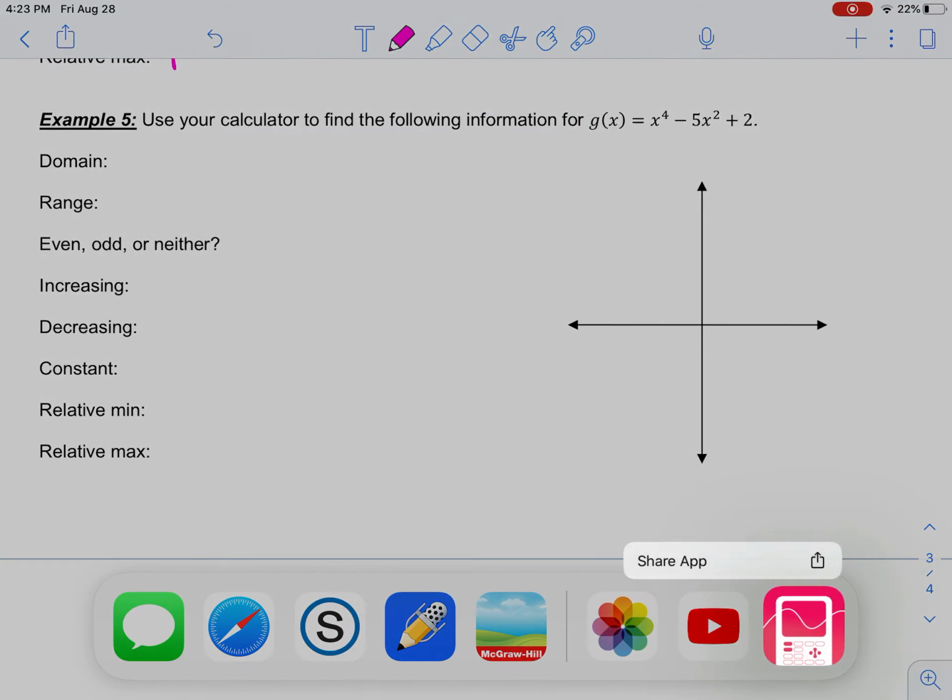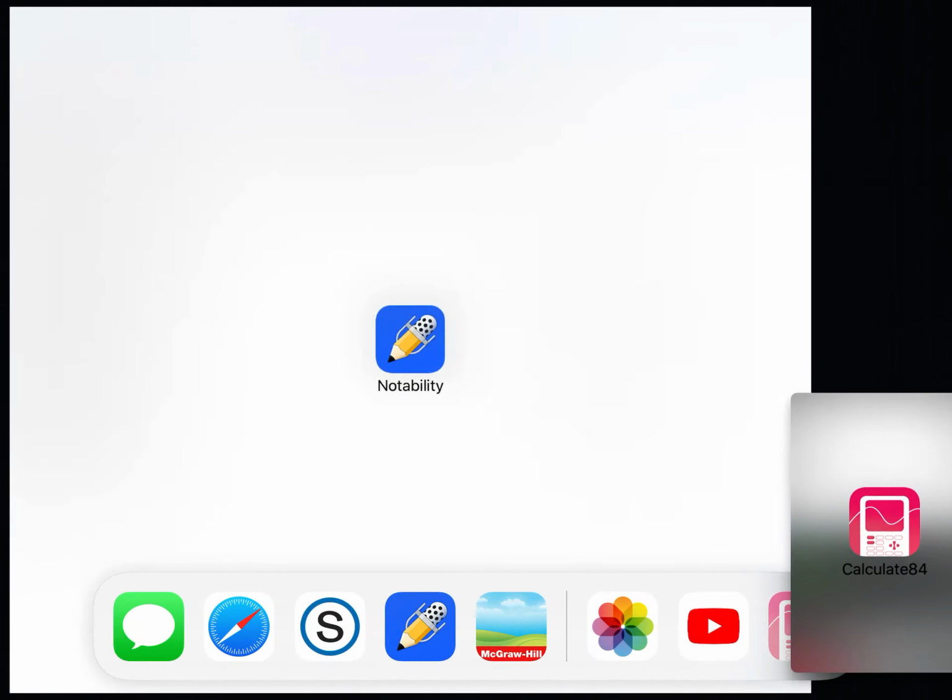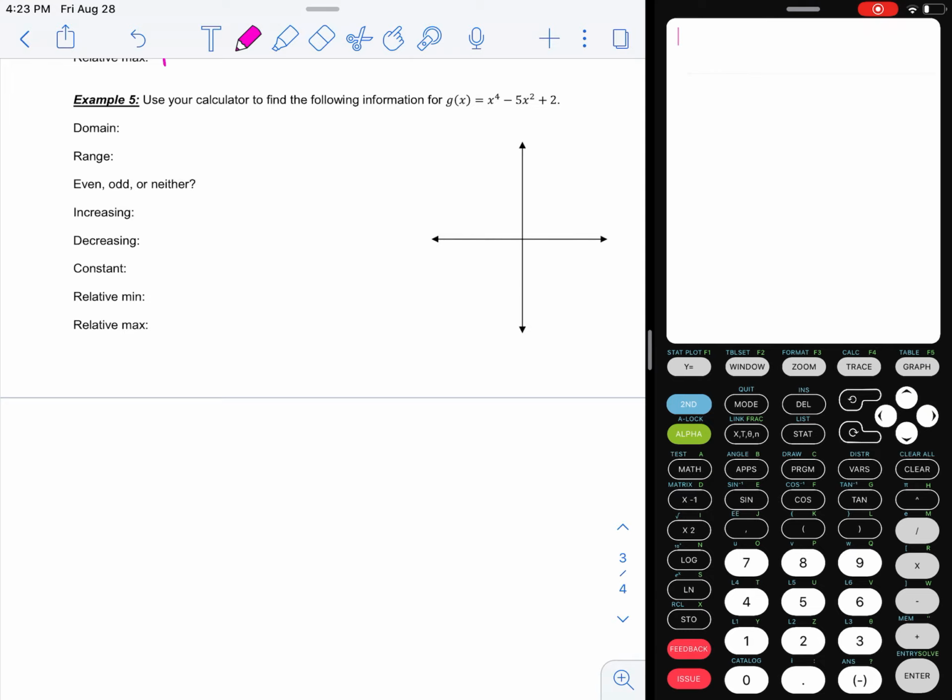This app right here is Calculate 84, and it is a graphing calculator. It's very similar to the TI-84. So if you haven't purchased your TI-84, you can use this, okay? It says use the calculator to find the following information for g of x equals x to the 4th minus 5x squared plus 2. So I need to put that into my graphing calculator.